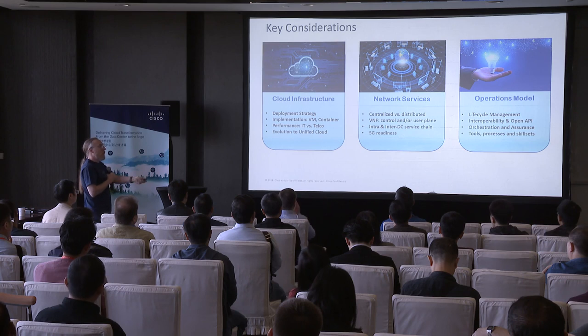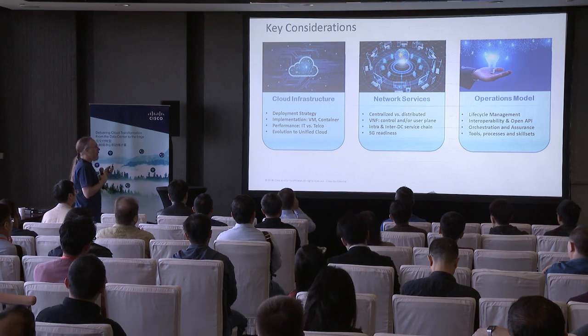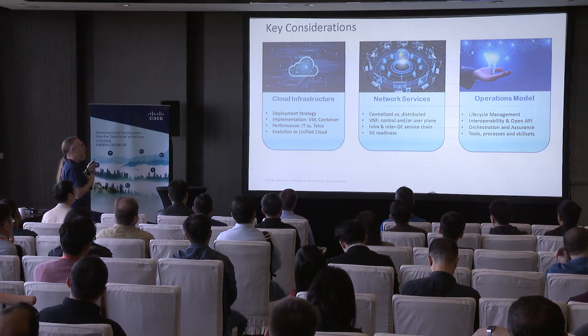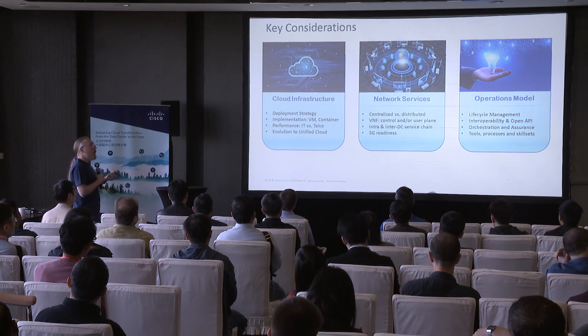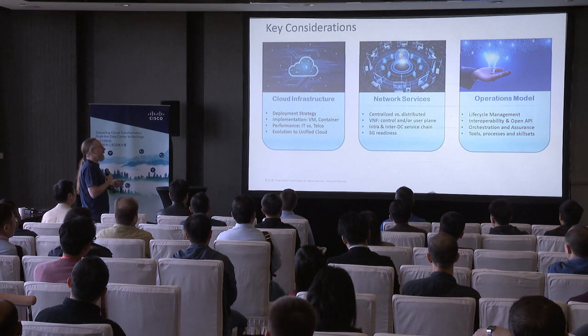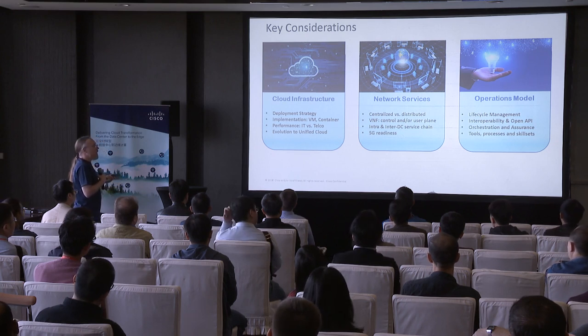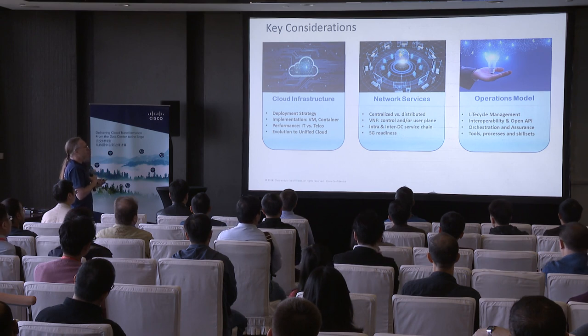Am I trying to put the control plane in the center and the user plane out at the edge where we're forwarding traffic? Trying to deal with service chains, which are now more often than not inter data center. They're not simply in a single location. Being ready for the 5G and the challenges of network slicing that come along with that.